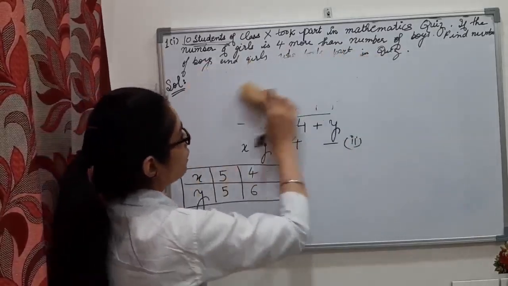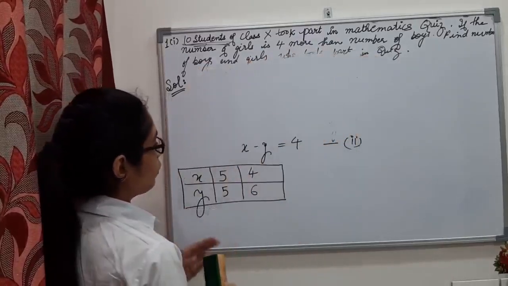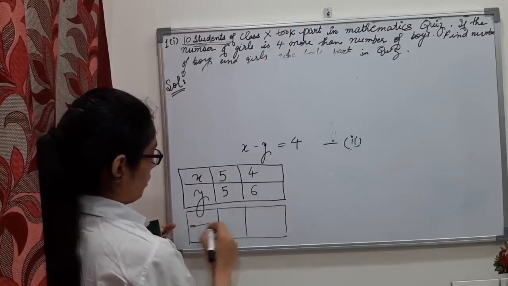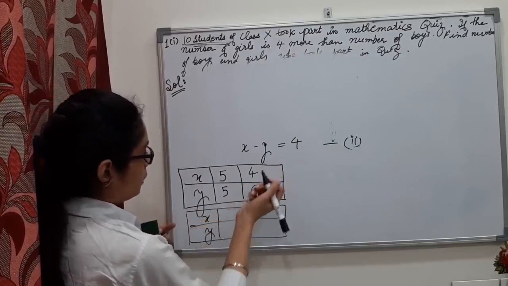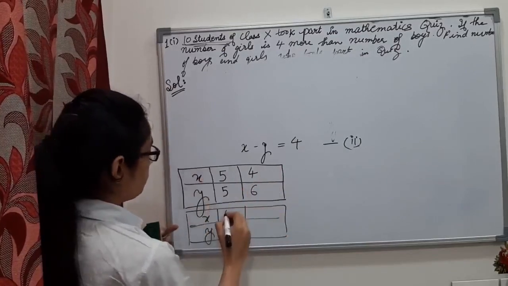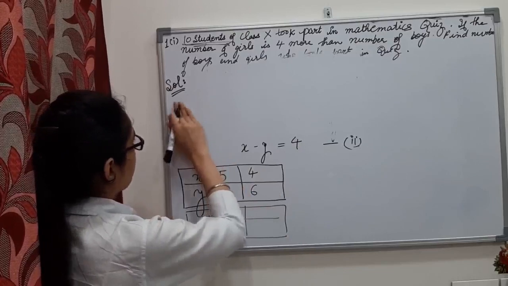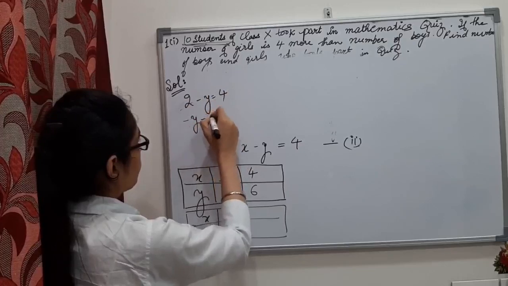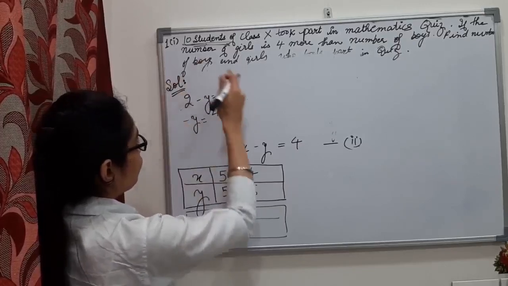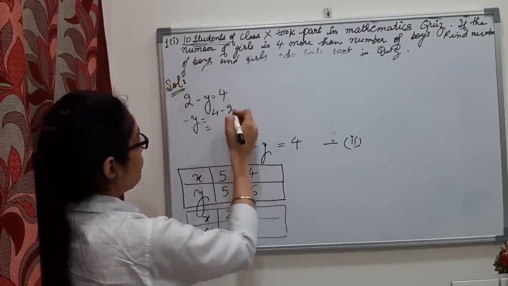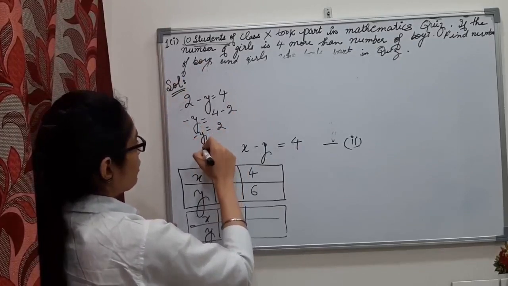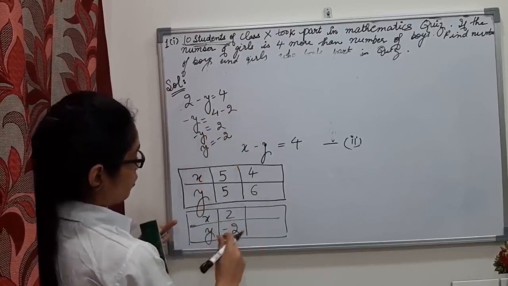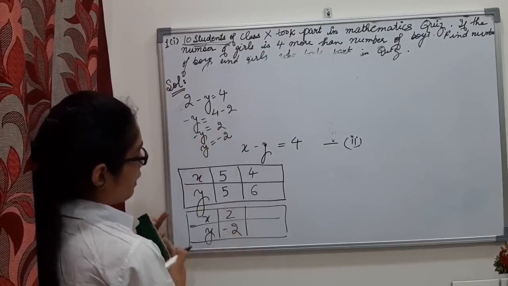Now let's find the values of x and y for the second equation. Let's put x equals to 2. 2 minus y is equals to 4. Minus y is equals to 4 minus 2, on shifting 2 to other side, it will become minus 2. 4 minus 2 is 2. Minus y is equals to 2. That means y is equals to minus 2. Minus will get shifted to other side. So when we are assuming x equals to 2, we are getting y equals to minus 2.